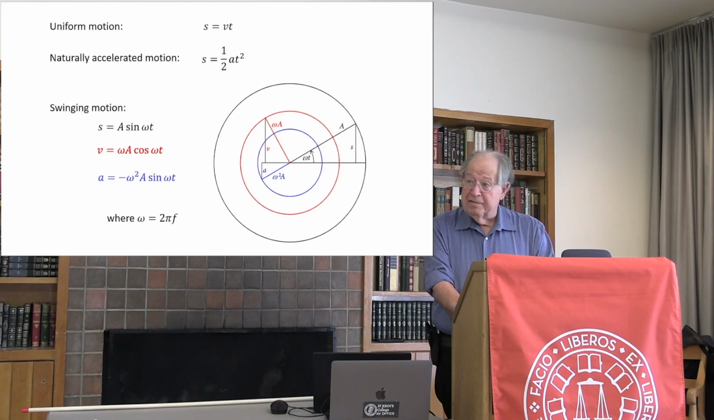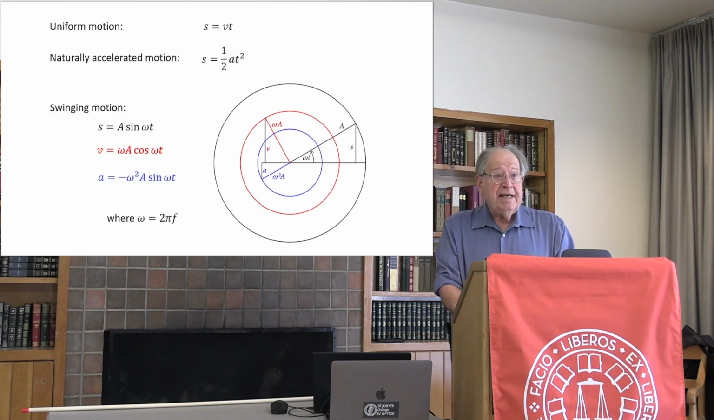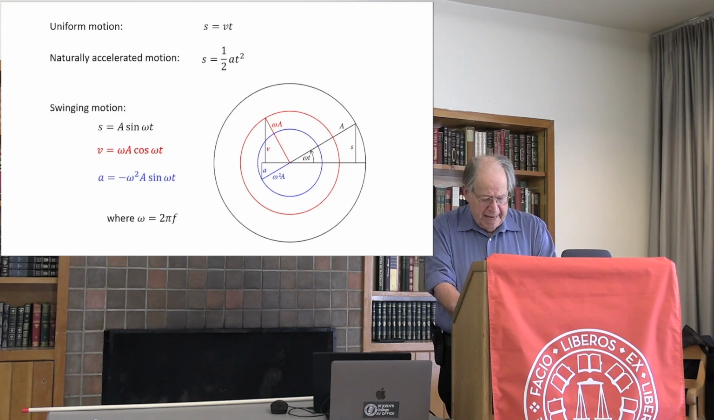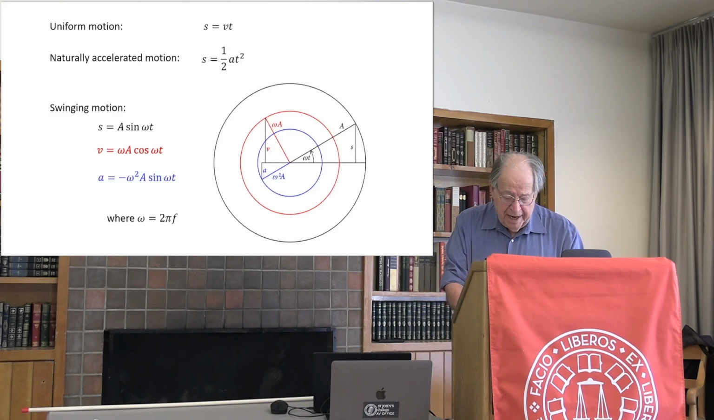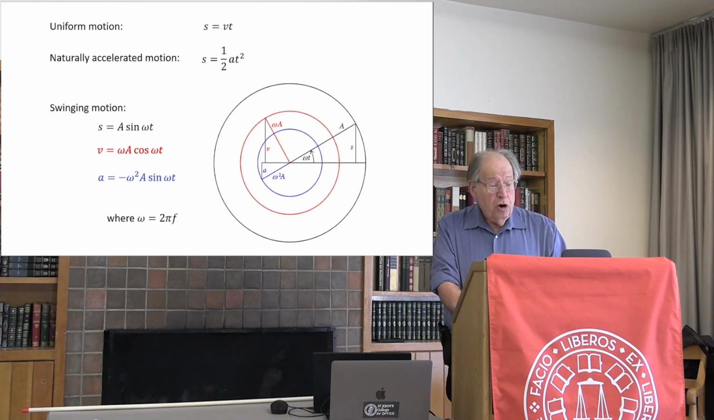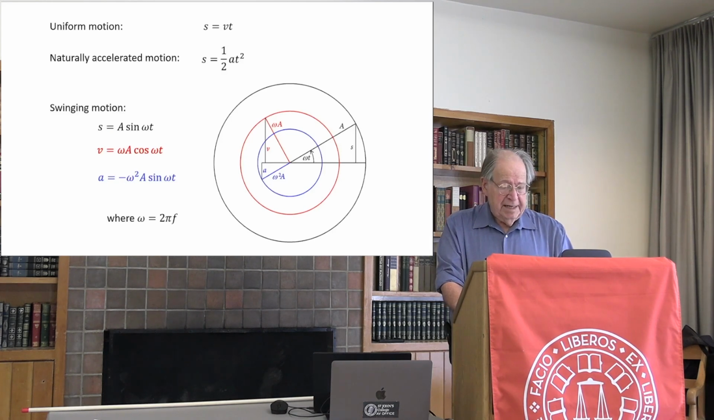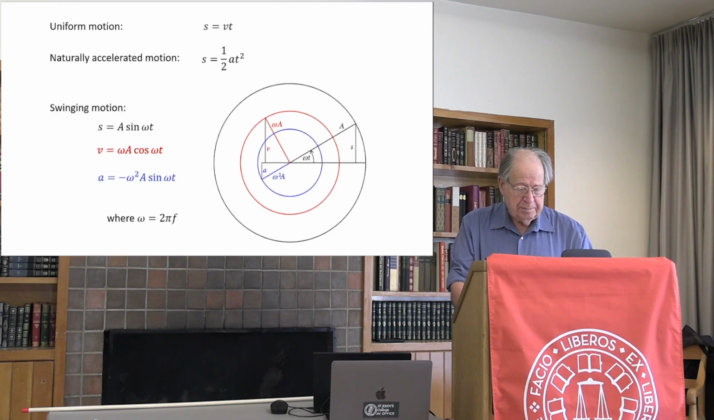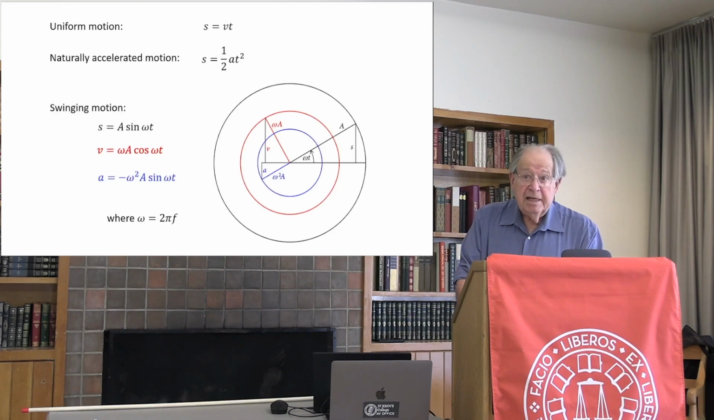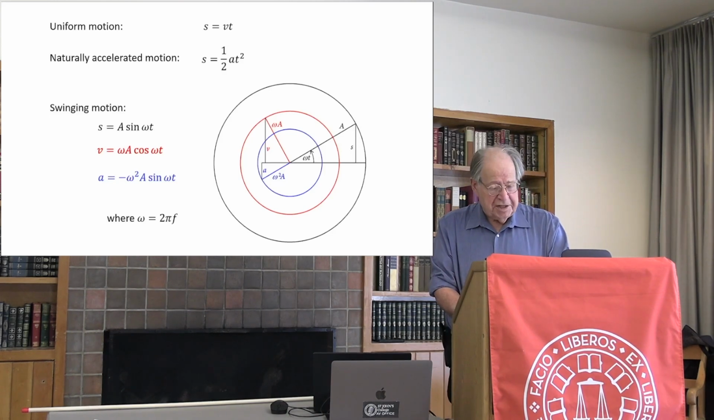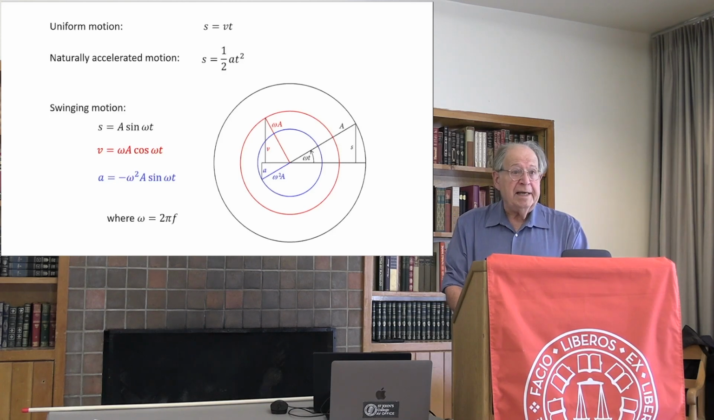The equations I've given here assume that omega is measured in radians per second. And since there are 2 pi radians in a circle, omega will be 2 pi times the number of revolutions per second. That is, 2 pi times the frequency, or 2 pi f.